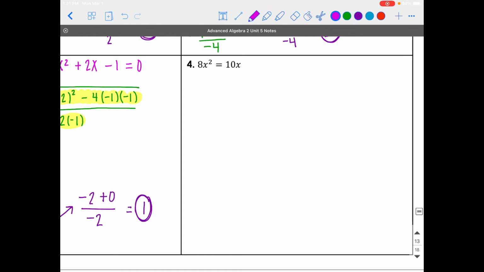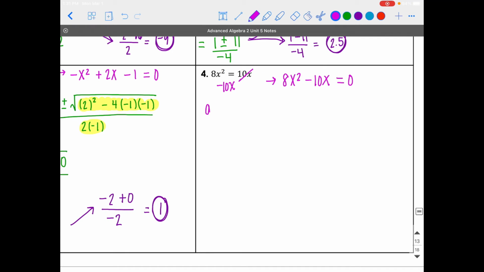All right, number 4. This one we need to subtract 10x to move it over. So it becomes 8x squared minus 10x equals 0. This one you could do the GCF. You could factor out the GCF and do it that way. It might save you a little time. But I still want to show it to you with quadratic formula. So my A is 8, B is negative 10, and C is 0. If there's not just some other number over there, we just assume it's 0.